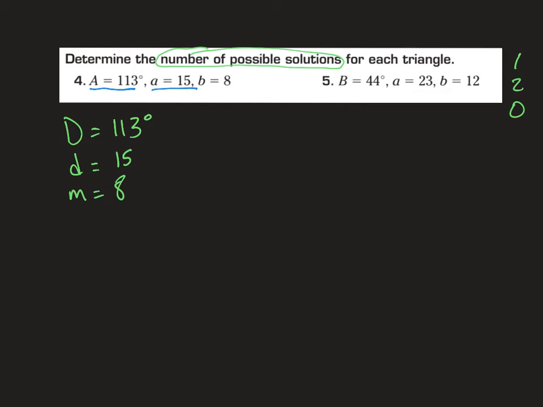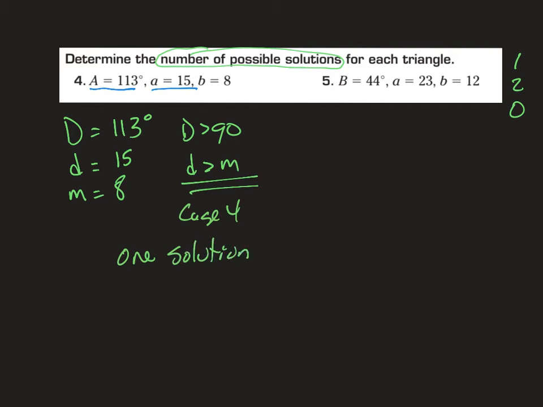So I know that D is 113. D is greater than 90, right? So I'm either case 3 or case 4. Then I look at d and m. And based on this information, d is greater than m. So those two things put together, that is case 4, and that means that there's one solution. And that's the answer for me for this problem. It says determine the number of solutions. The answer is 1. One solution. Pretty straightforward.